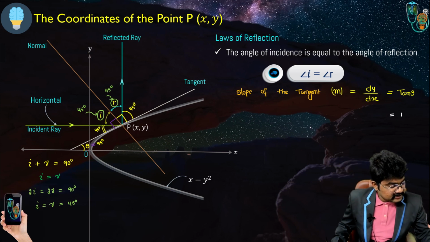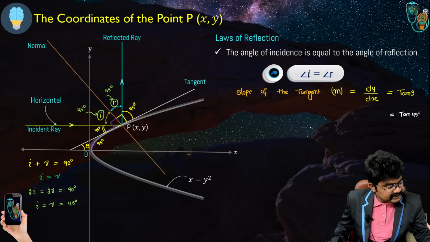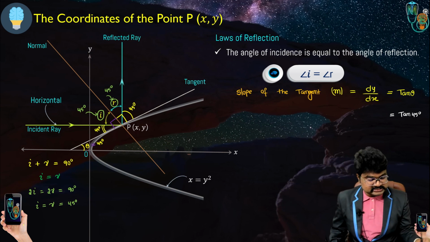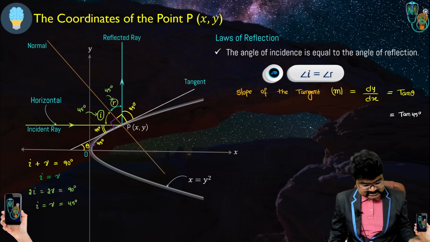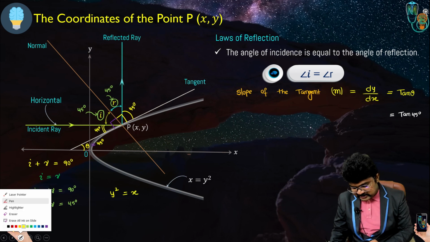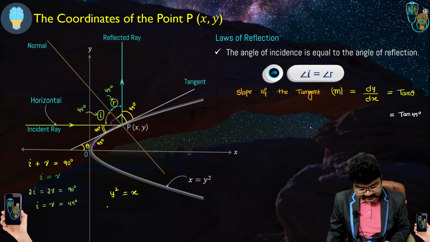I can write tan 45 degrees. So here, how do we calculate dy by dx? Y square equal to x. Here I can write y square equal to x, so we can apply differentiation on both sides. Then what will we get? 2y dy by dx equal to 1.